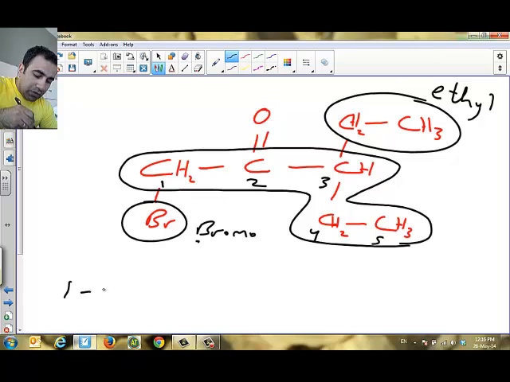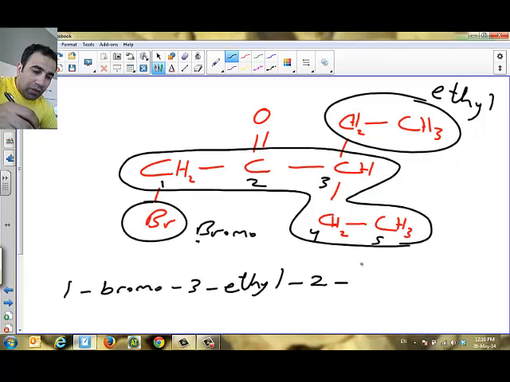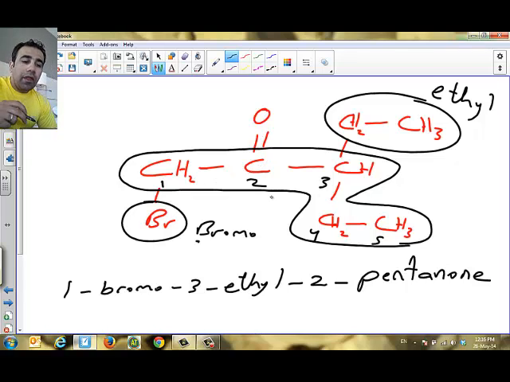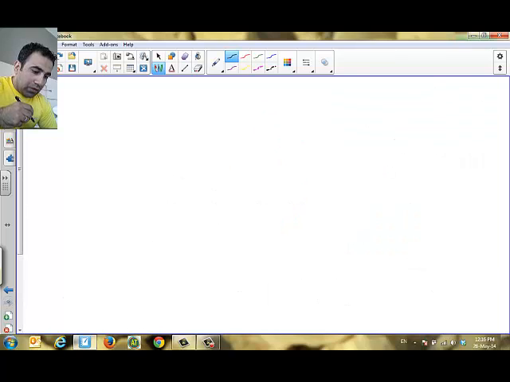So I will write 1 bromo, 3 ethyl, and here we have 2 pentane. Instead of pentane we put pentanone. Okay, so when the C double bond O is at the middle of the hydrocarbon, this belongs to a family called ketone. Another example.